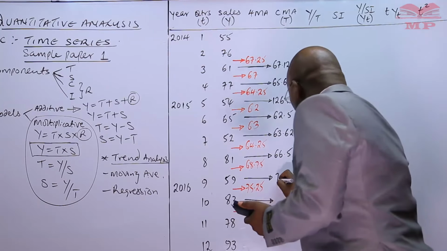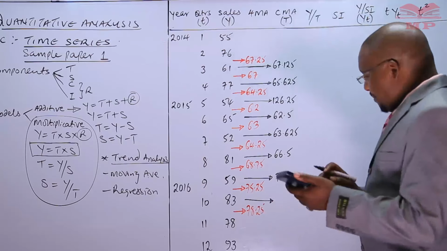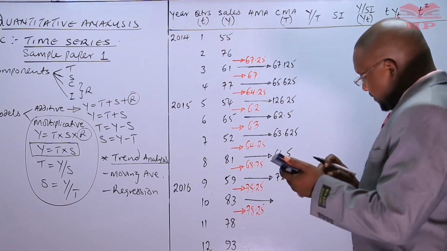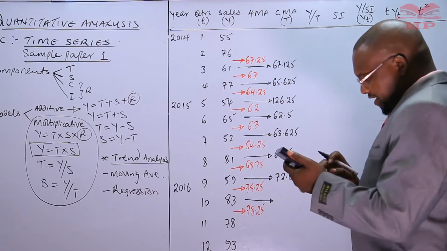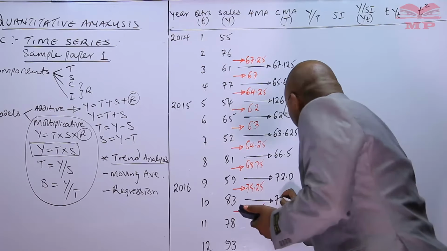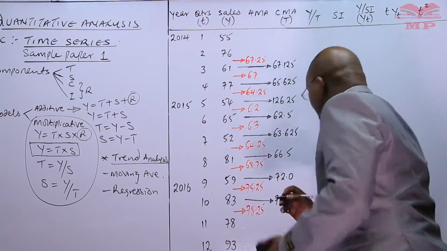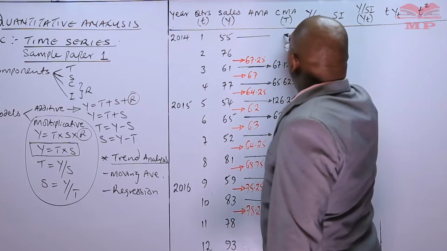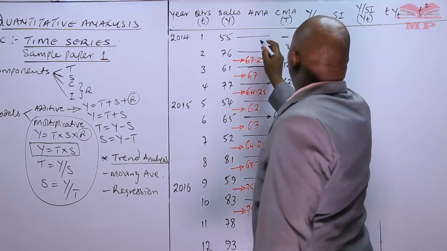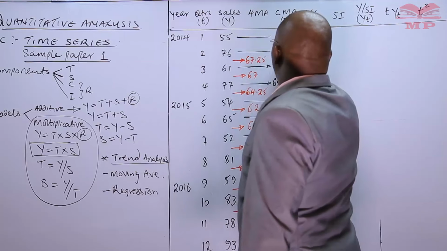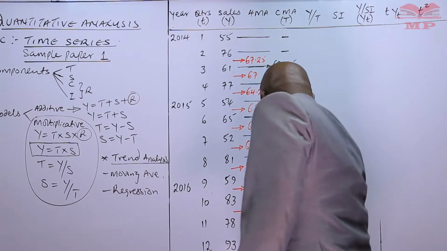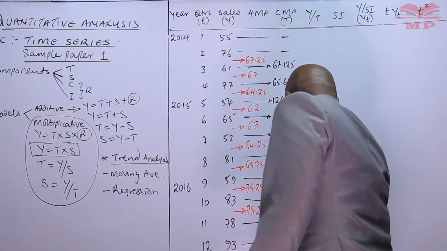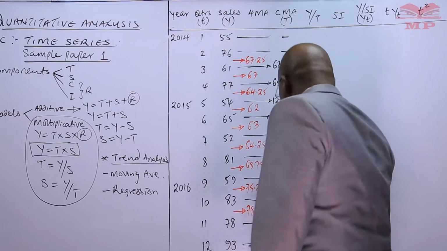I get 72.0. Then I'm having 75.25 plus 78.25. Then I divide by 2. This I get 76.75. And that means that quarter 1 and quarter 2, we don't have any, and quarter 11 and quarter 12, you don't have. So that is it.